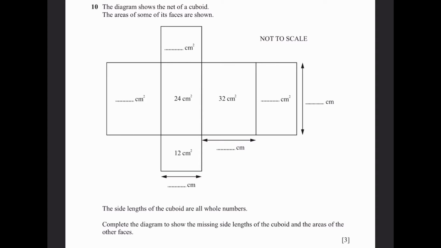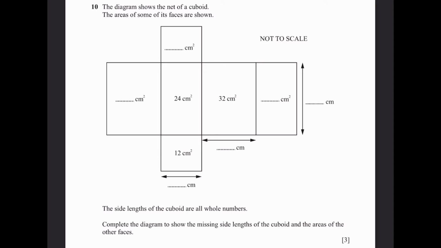10. The diagram shows the net of a cuboid. The areas of some of its faces are shown. So we have 3 faces which are having the area shown: 24 centimeters squared, 12 centimeters squared, 32 centimeters squared. The side lengths of the cuboid are all whole numbers. Complete the diagram to show the missing side lengths of the cuboid and the areas of the other faces.